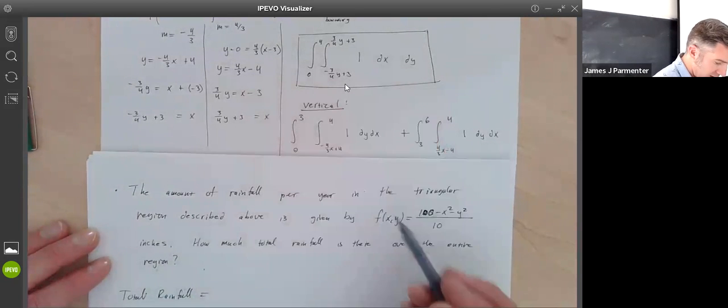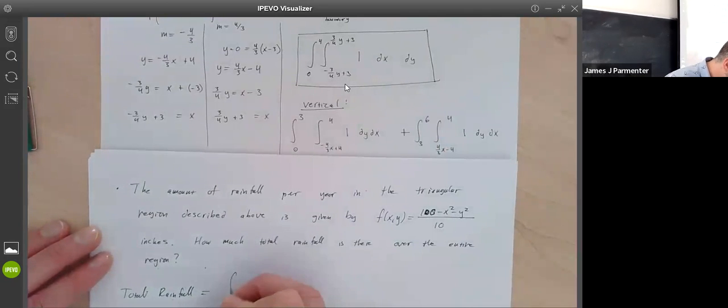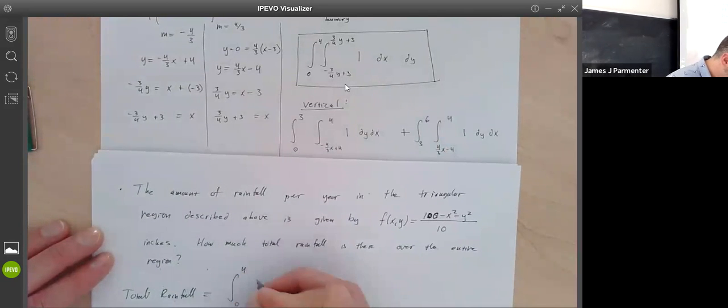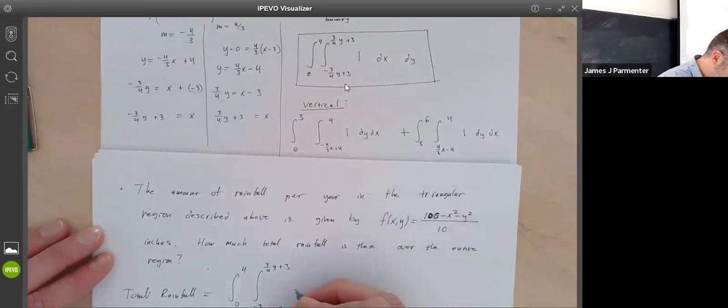Same limits of integration, but now of this function. So it's going to be, and things are not going to be pretty here. I might abandon ship for this particular one because it's kind of gross. Let's take a look. We're integrating 100 minus x squared minus y squared over 10.